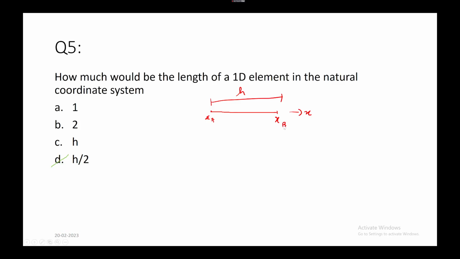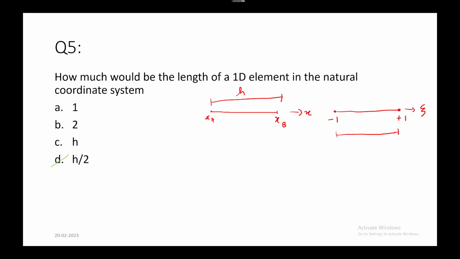So natural is you have a coordinate system where the coordinates vary from a minimum of -1 to a maximum of +1. We call this the zeta coordinate system. So here, what is the length of the element in this? This is +1, this is -1.